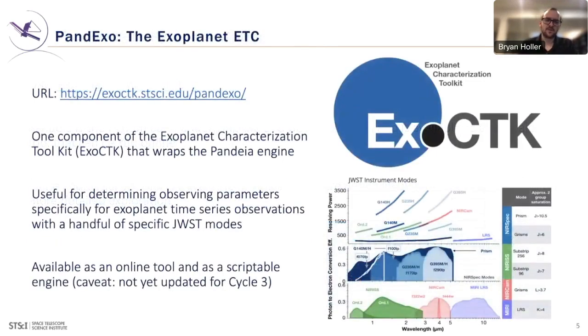There's also a wrapper for Pandeia known as PandExo. It's part of the Exoplanet Characterization Toolkit. This is useful for determining parameters for exoplanet time series observations in particular, and therefore only allows you to use a few specific JWST observing modes that are useful for time series. It's available as an online tool and as a scriptable engine that you can download, but with the caveat that this has not yet been updated for cycle 3, is my understanding at this point in time.